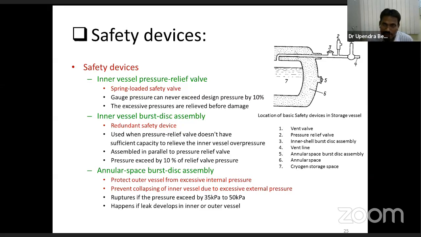And again, apart from the pressure relief valve and bursting disc, one has to provide the annular space bursting disc assembly. This is generally provided with the outer vessel of the cryo vessel, and this protects the outer from excessive internal pressure. If there is some leak from the inner vessel to this vacuum space or insulation space, then the pressure will build up, and at that time both the containers should be saved.